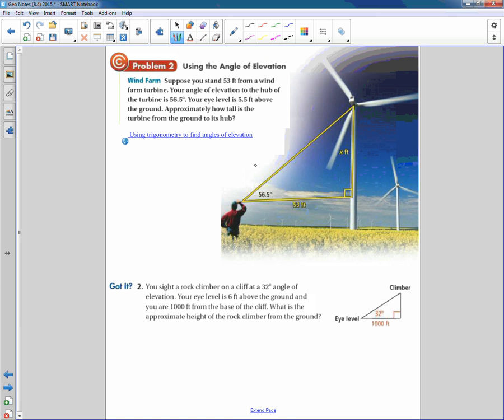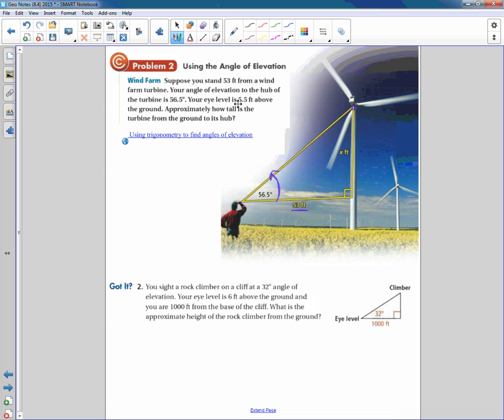Now, the next thing we need to talk about is from elevation or depression, what exactly are we looking for? How can we use this in a real world situation? So the first one is we're using the angle of elevation for this wind farm here, and we want to know how tall this particular pole is. So we say, suppose you stand 53 feet from the wind farm turbine. So here's 53 feet, and that's our horizontal distance. Your angle of elevation to the hub of the turbine, which is here, is going to be 56.5 degrees. So this is my angle, and it's an angle of elevation. So I'm going up this way.